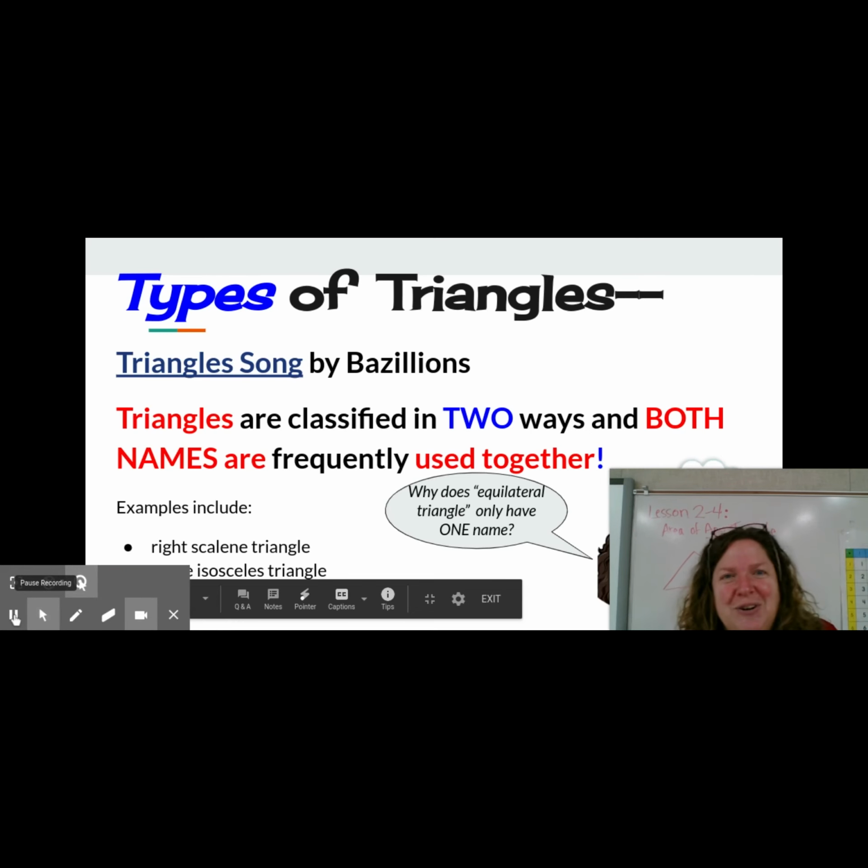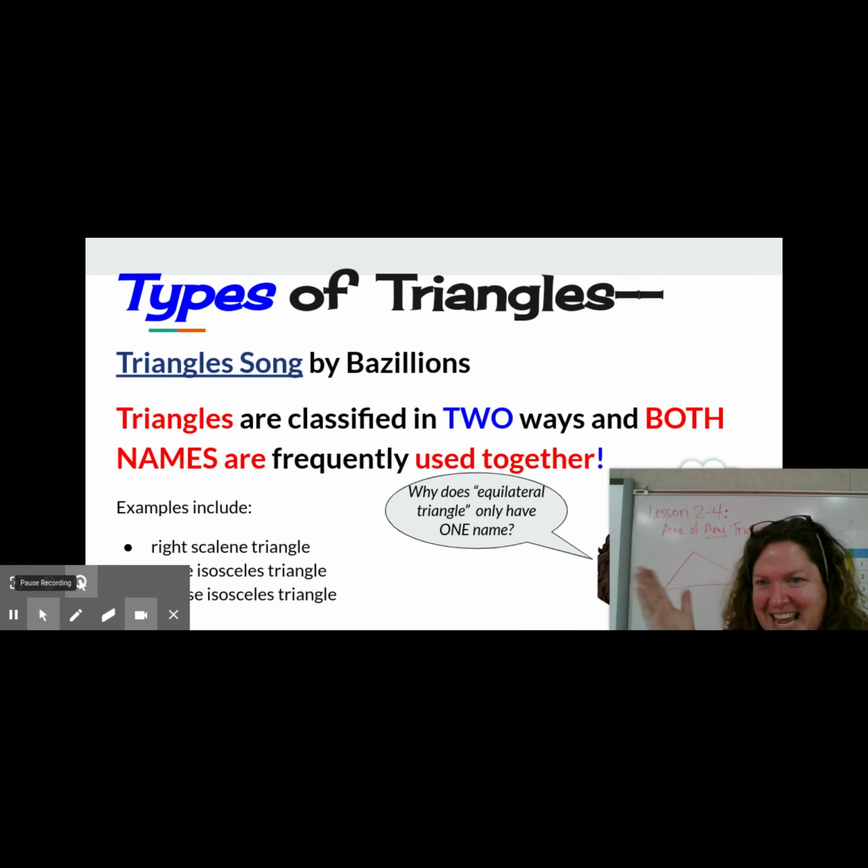First of all, there's a fantastically get-stuck-in-your-head song called The Triangle Song by the Bazillions. I think you may have already watched it in one of our earlier lessons, but if you didn't, go into our vocabulary slideshow and click on Triangle Song, or just search it up. It'll get stuck in your head, I promise.